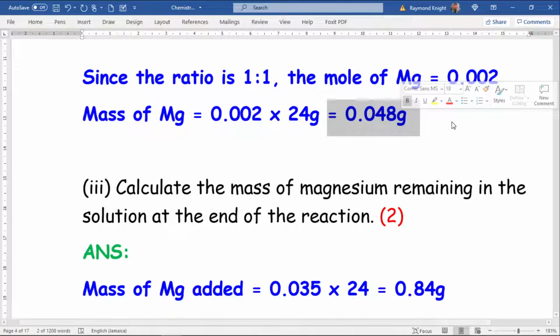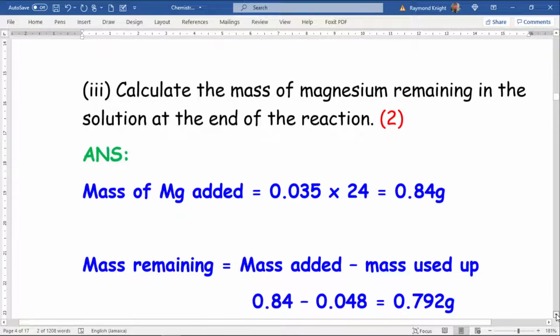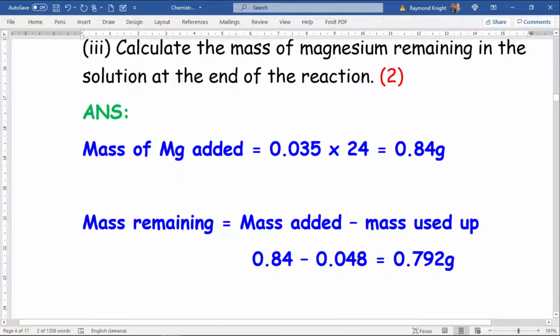So if that was used in the reaction, then from the total magnesium, which was 0.84 based on what we calculated right here, we subtract what was used, and the remaining portion is 0.792 grams. Okay, that's very important right there.